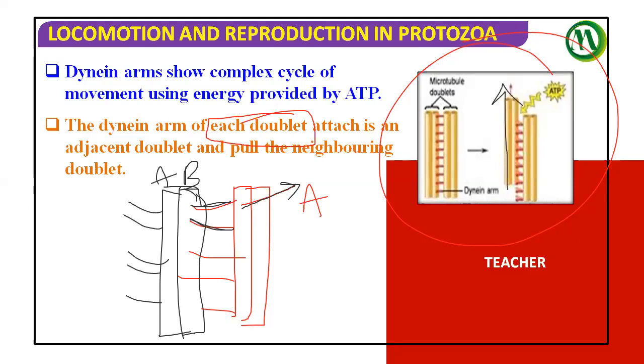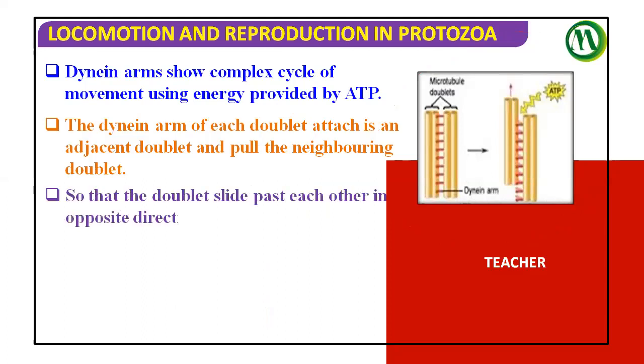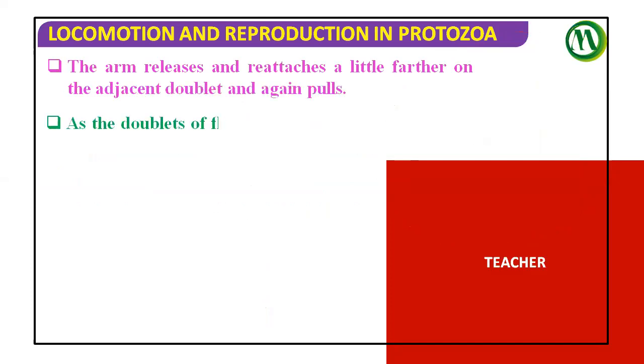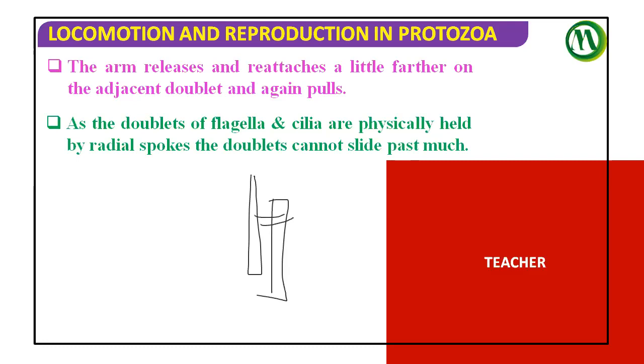slide like this, so that the doublets slide past each other in opposite directions, and that leads to the bending moment of the flagella. Then again and again they do the same. The arms release and reattach a little further on the adjacent doublet, and again they pull. They pull, they slide, they leave, and they pull again, just like lifting. In that way, more sliding and more bending is possible here.